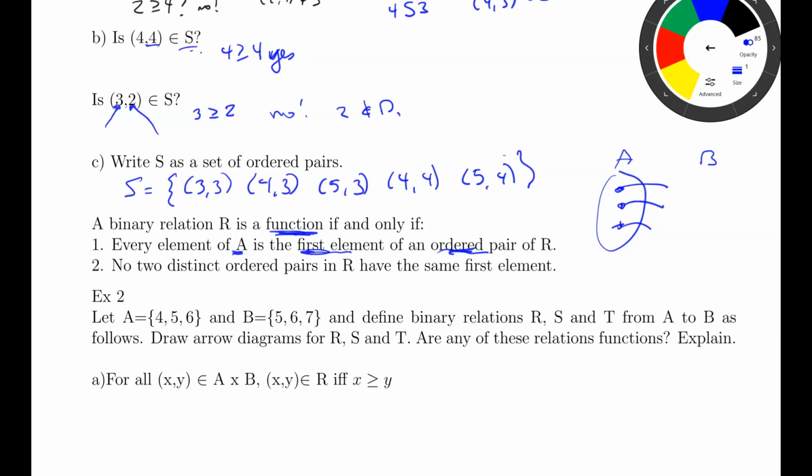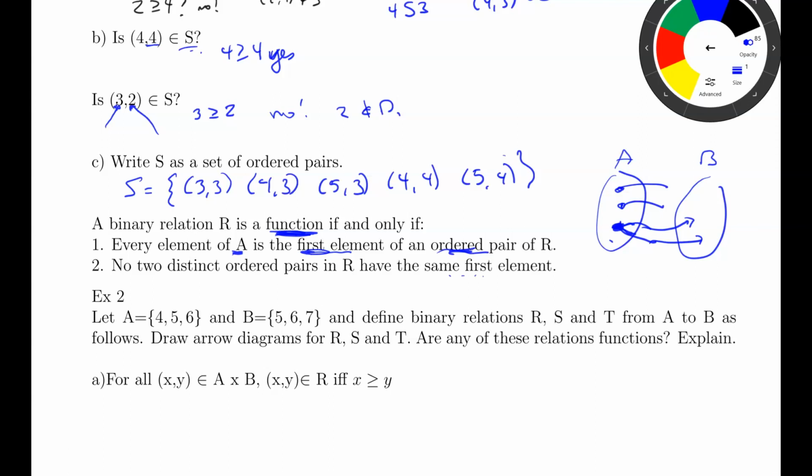And then no two distinct ordered pairs have the same first element. Meaning something in here can't be going to this element in B and also going to a different element, right? You can't have two arrows coming out of one element in the domain if it's going to be a function. So these are the two things you have to have if it's going to be a function.